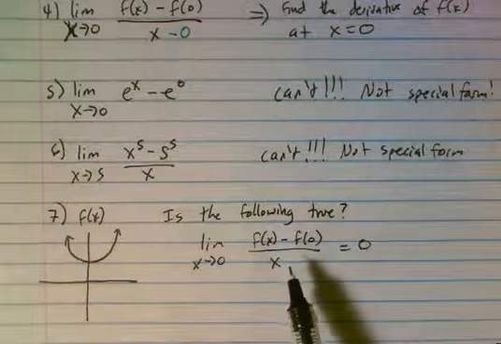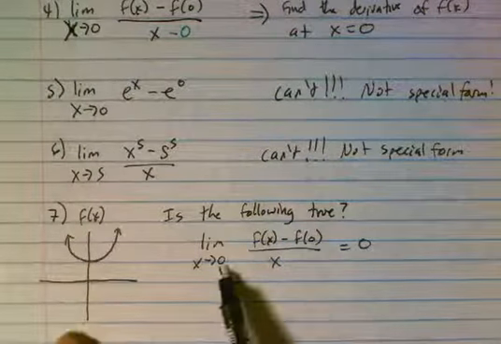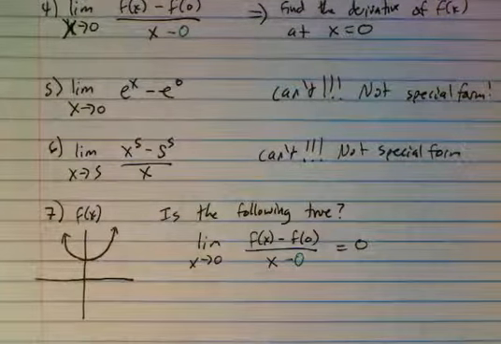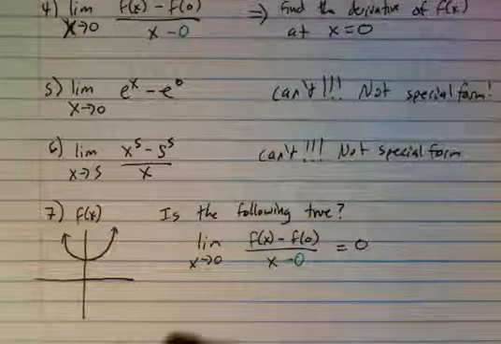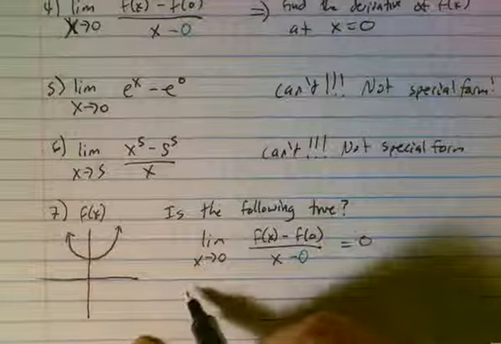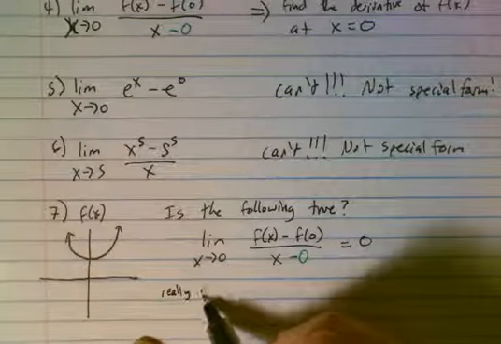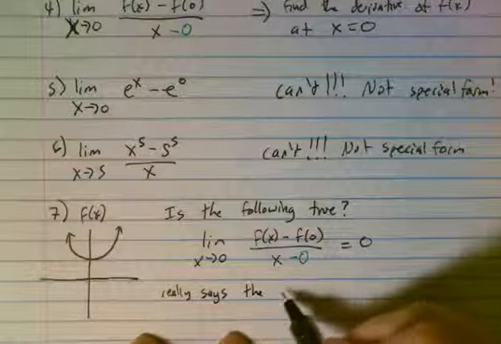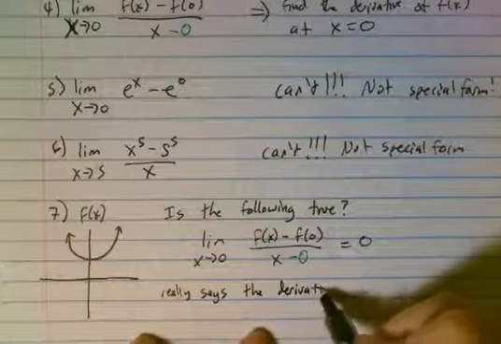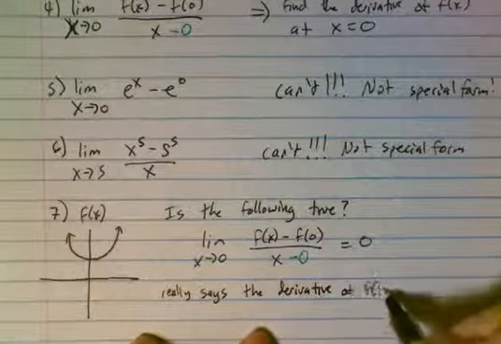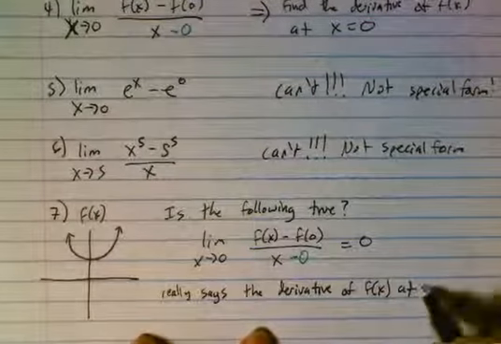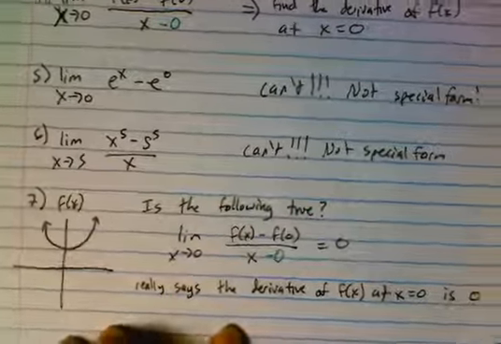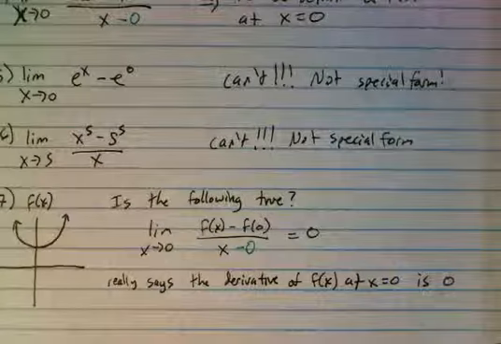So the first thing we have to do is translate this. Notice that when we've got this 0 here, we really just have an invisible 0 here if we want. So this is that second special form that we had. This is really saying the derivative of f of x at x equals 0 is 0. Is that true or not?